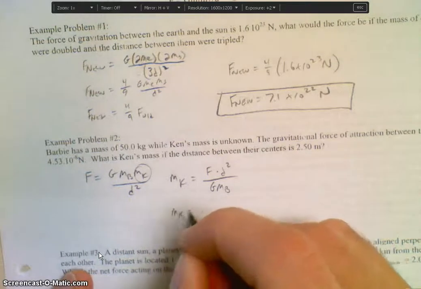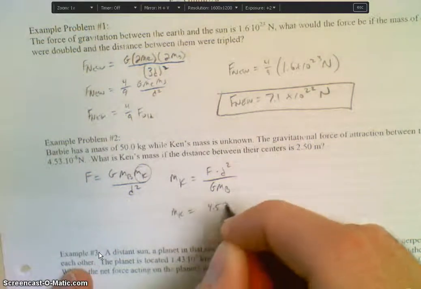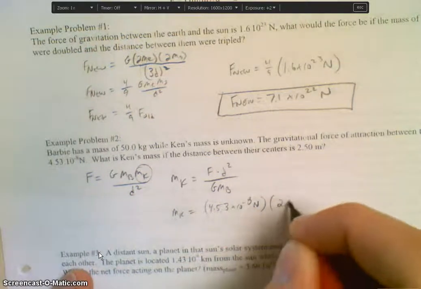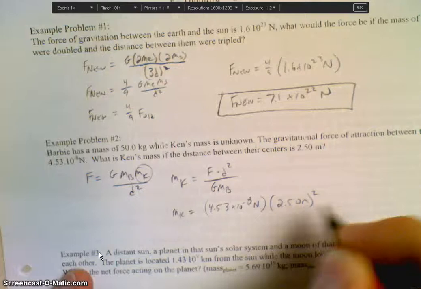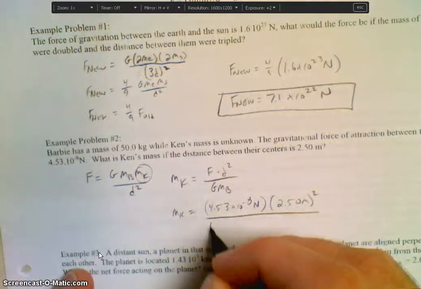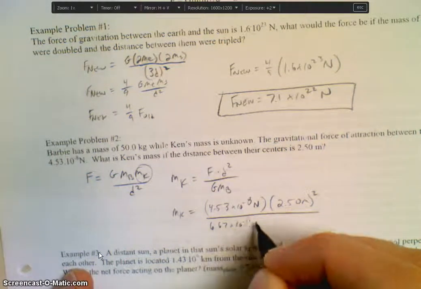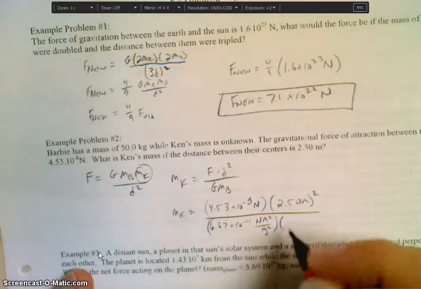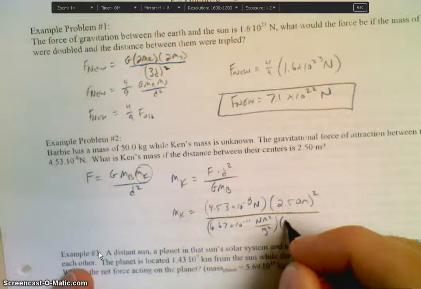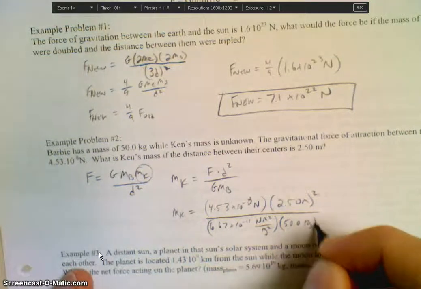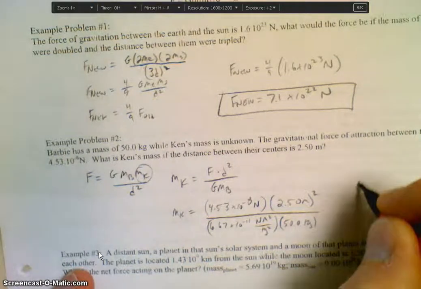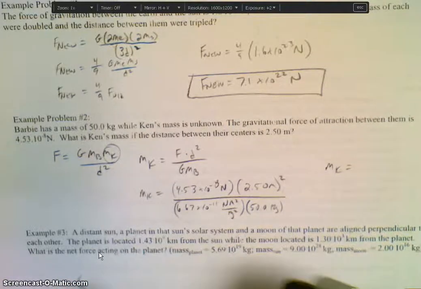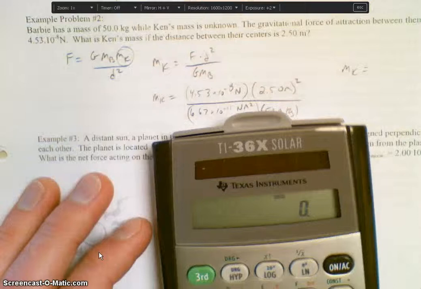So mass of Ken is equal to 4.53 times 10 to the negative 8 newtons times 2.50 meters squared, divided by G, which is 6.67 times 10 to the negative 11th newton meters squared per kilogram squared, and the mass of Barbie, which is 50.0 kilograms. And again, we can do this all in our calculator. It's all multiplication and division, so we can just plug this all in. I'm going to do that right now and show you how that's done.